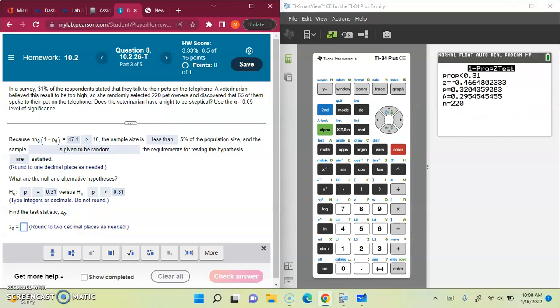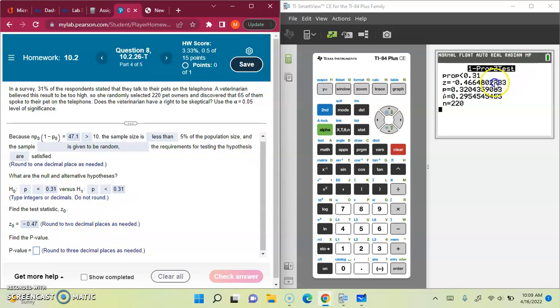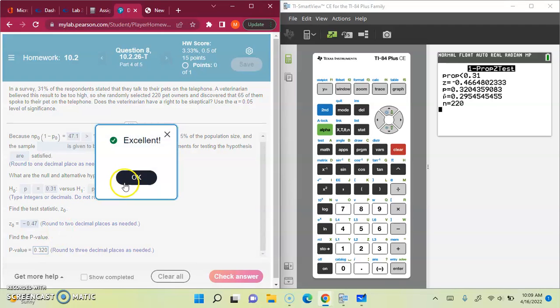So you can write your test statistic here. Z naught is the test statistic notation in the question in MyMathLab. We are getting it to be negative 0.466. They are asking us for 2 decimal places, so we're going to say this is negative 0.47, rounding off to 2 digits. That is the statistic. P value is the p here in your calculator. It is 0.320. They're asking you to write 3 decimals, so you're going to write 0.320.